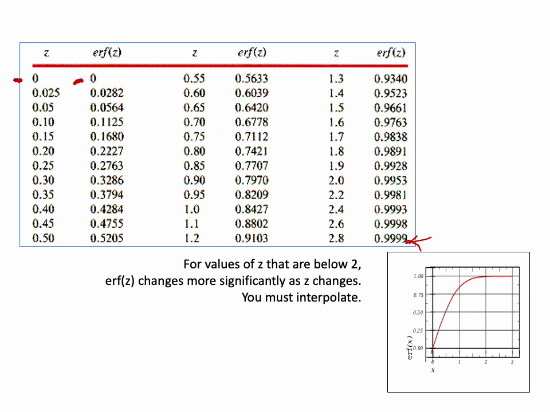Now, one thing to note, for values of x between 0 and say 1.5, the values of the error function of x change quite a lot. Which means that you shouldn't use this table by rounding the value of x or z in order to determine erf of z. In other words, let's say I have a z value of, say, 0.32.